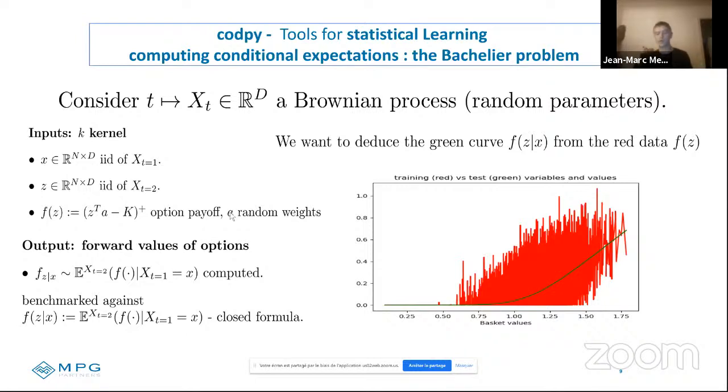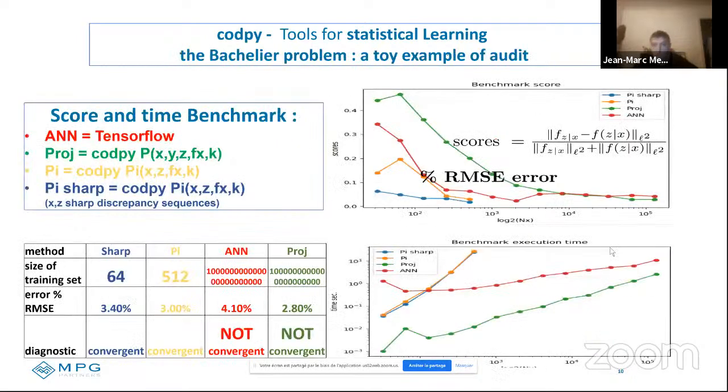And from a numerical point of view, it means that you sample Z, and the red F of Z here just represents the option payoff. And from all this noise, what we are trying to do is to deduce the red curve, that is the exact value given by the closed formula. And now we are going to benchmark a deep learning approach against kernel methods on this particular problem. And here are the results.